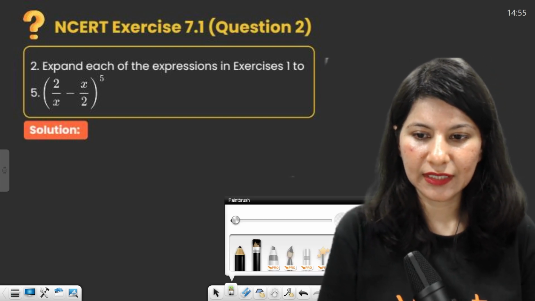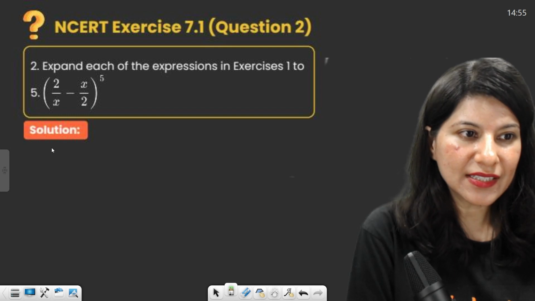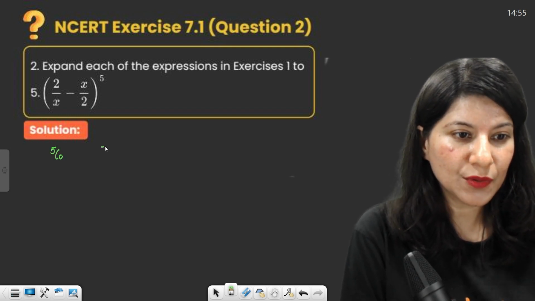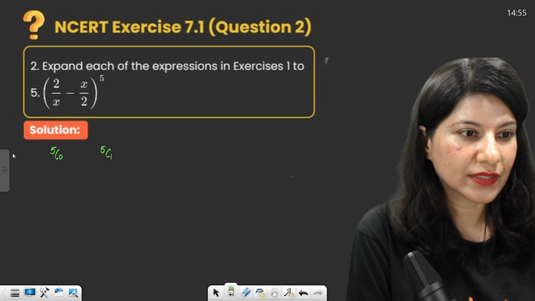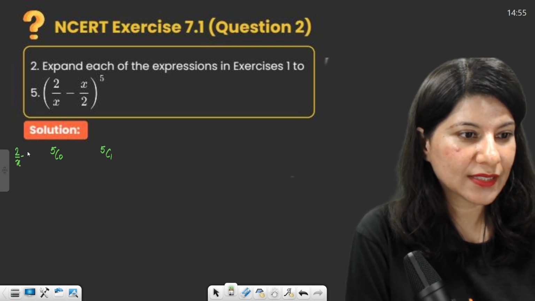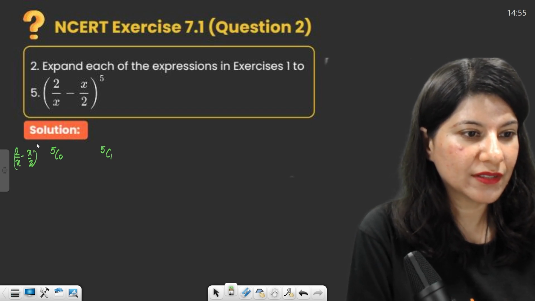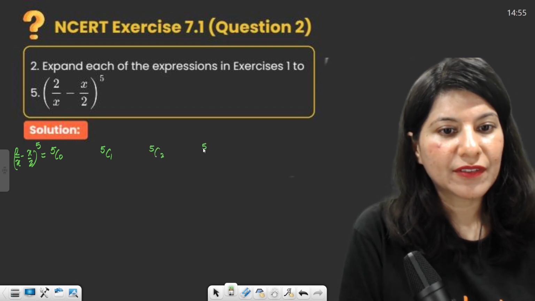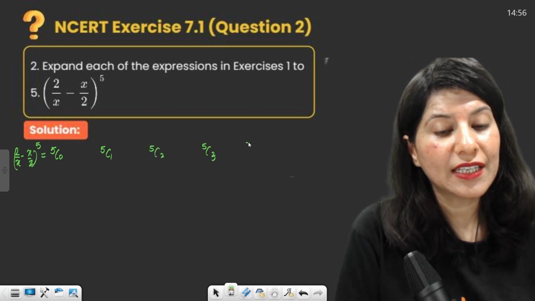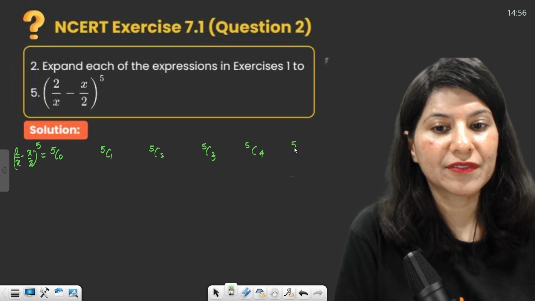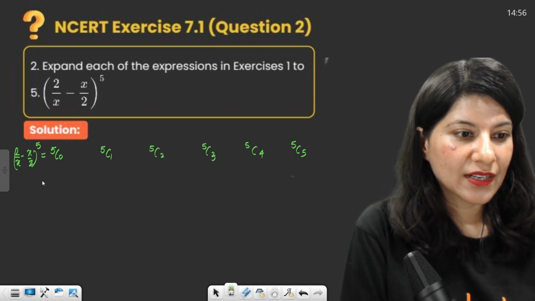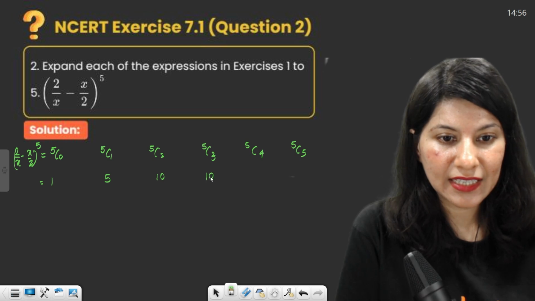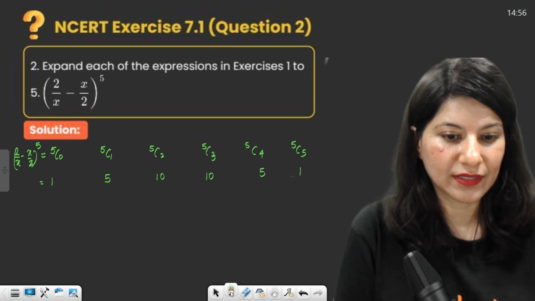Now let's expand this. Again, 6 terms will be there. Basically (2 by x minus x by 2) raised to power 5 will be equal to 5C0, 5C1, 5C2, 5C3, 5C4, 5C5. Remember, the coefficients will be 1, 5, 10, 10, 5, 1.